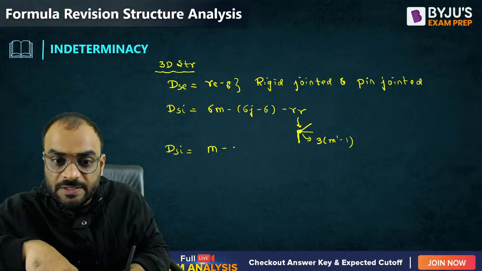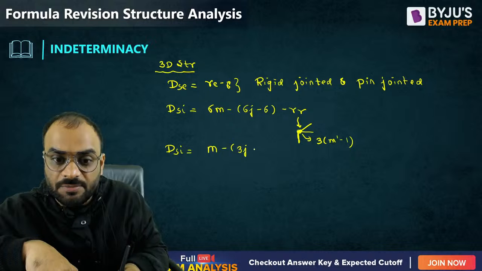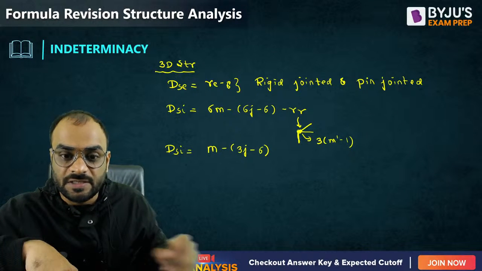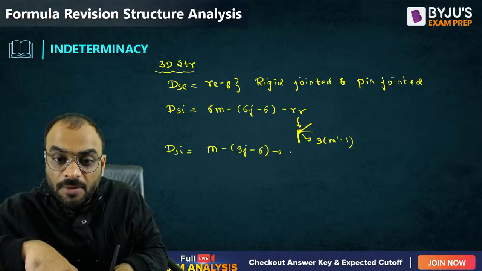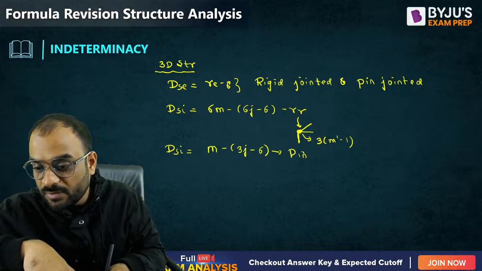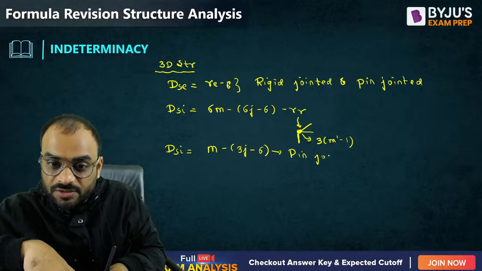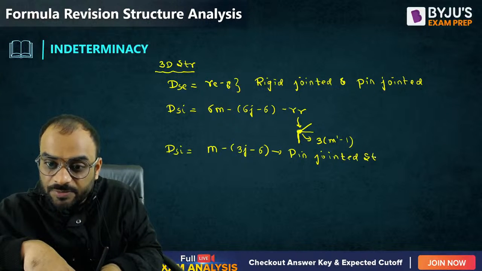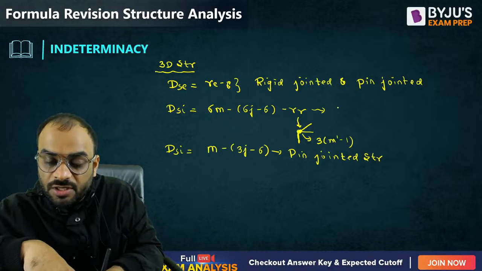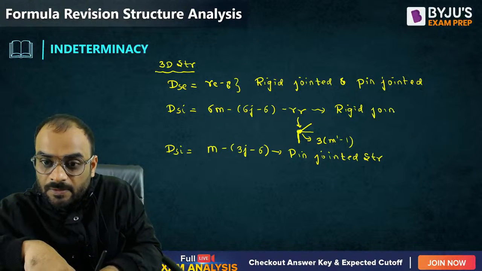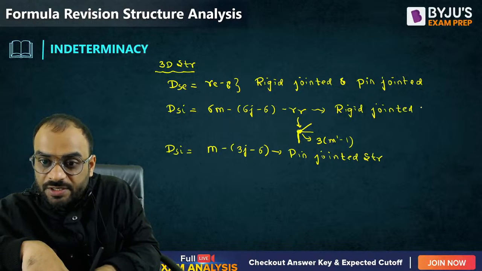Okay. Next one is basically DSI again guys, to calculate the internal static indeterminacy for pin jointed structure, and the formula is M minus 3J minus 6. M minus 3J minus 6. This formula is applicable for pin jointed structure, and this one is applicable for rigid jointed structure.